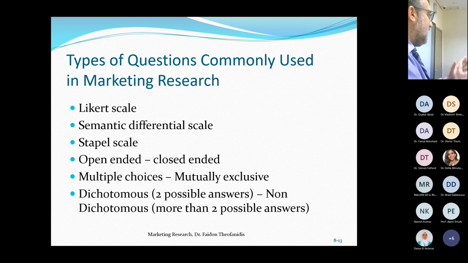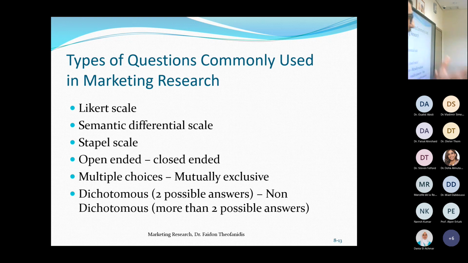For example, a yes-no question is a dichotomous question, two only potential answers, and mutually exclusive. Once you select yes, you cannot select no. Okay? There's dichotomous, mutually exclusive, and closed-ended because I gave you the values. Yes, no. Exactly that. This is how you describe a question. You say open-ended, non-dichotomous, and mutually exclusive.